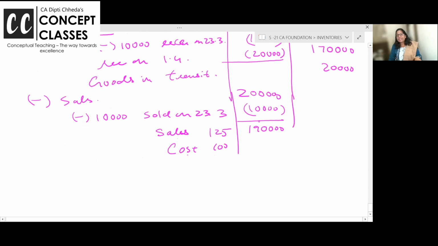Why did I keep 20,000? Because it is sold. Physically it is there, agreed. It was dispatched on 1st of April. But abhi to hai na, books mein to, so it is sold. So just let it be in the sales only. So 190 into 100 divided by 125. Is this clear, or if it is confusing, message me in the chat. I will explain it again.